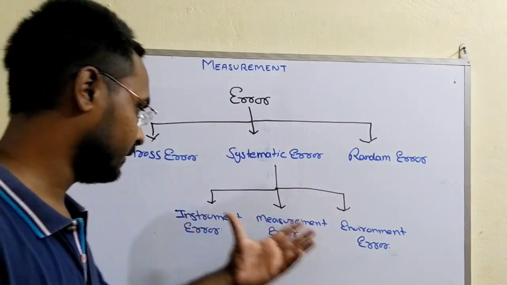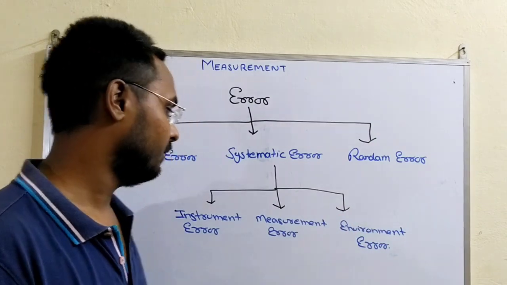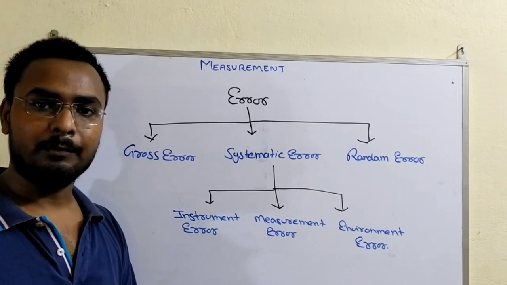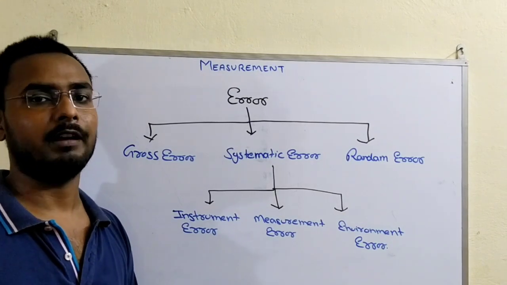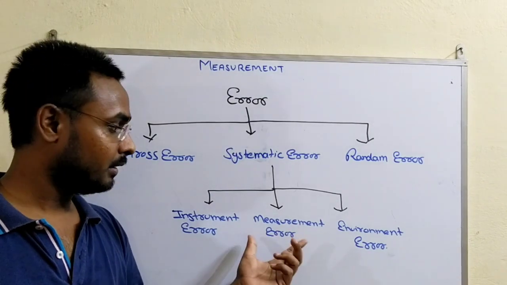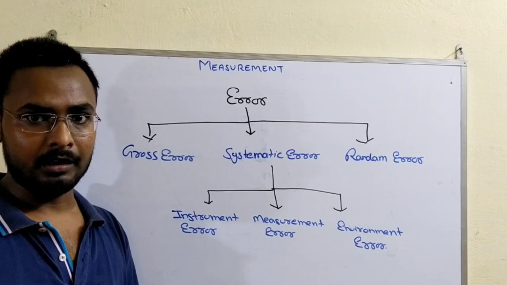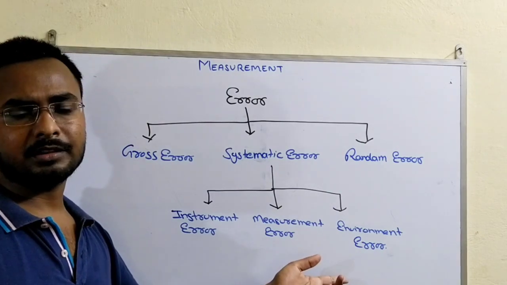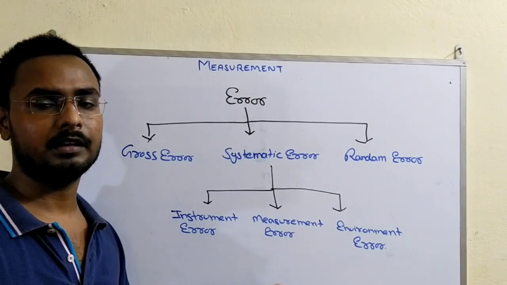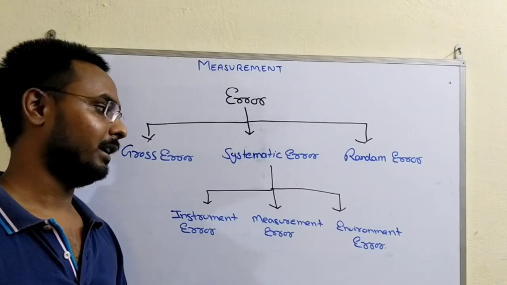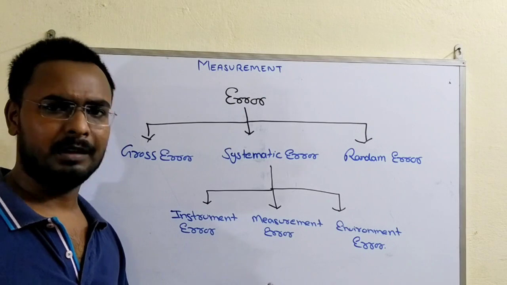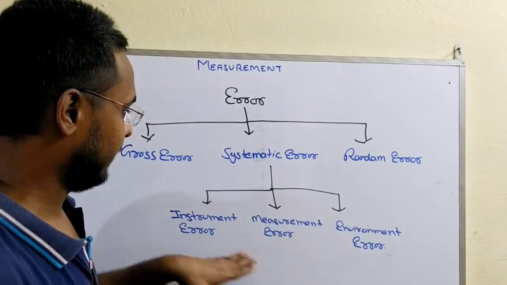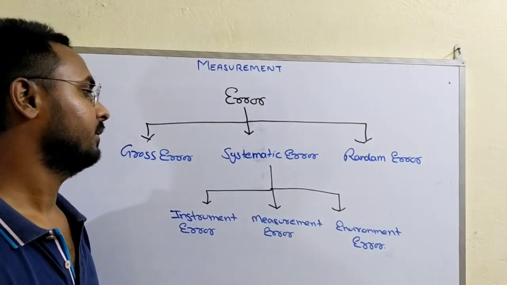Systematic error is further divided into 3 categories: instrument error, measurement error, and environment error. Instrument error means your instrument is not working properly; it indicates the wrong value. Measurement error: the instrument is correct, but you measure wrongly. It is related to the gross error also. And environment error is what? Some environment issues, like dust particles present in your instrument, or your instrument gets damaged due to rain or other environment issues. So all these types of error are combined under systematic error.